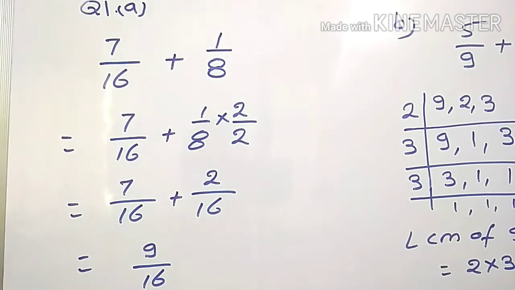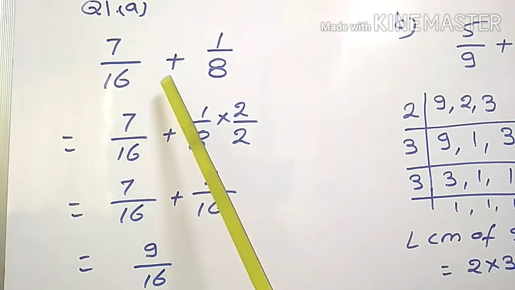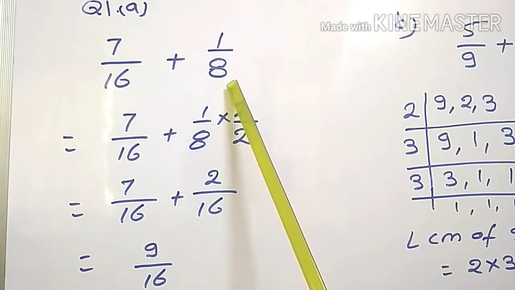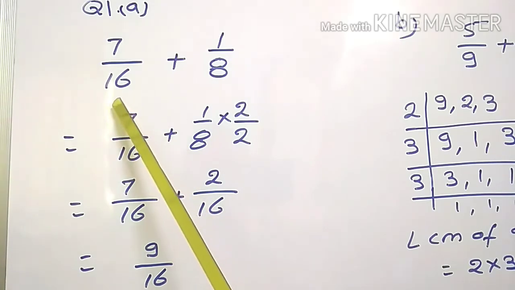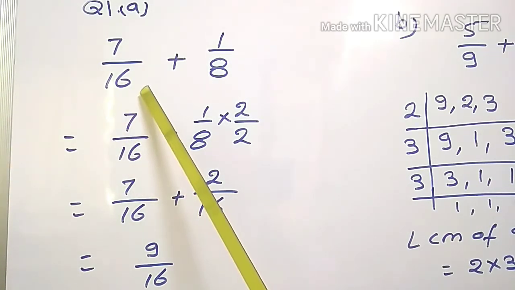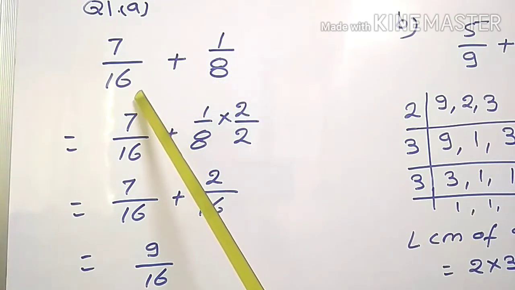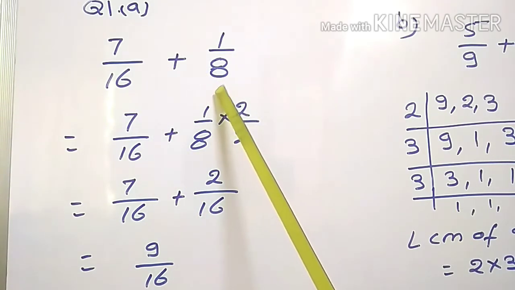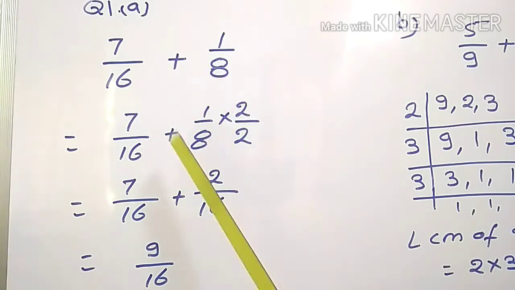Question number 1a. Add 7 by 16 plus 1 by 8. These two fractions are unlike fractions. The denominator of the first fraction is 16 and the denominator of the second fraction is 8. 16 is a multiple of 8 and 16 is the LCM of 8 and 16.